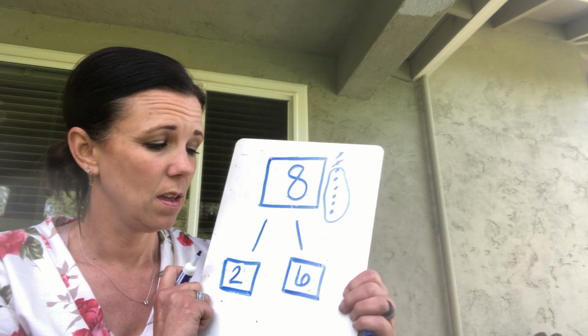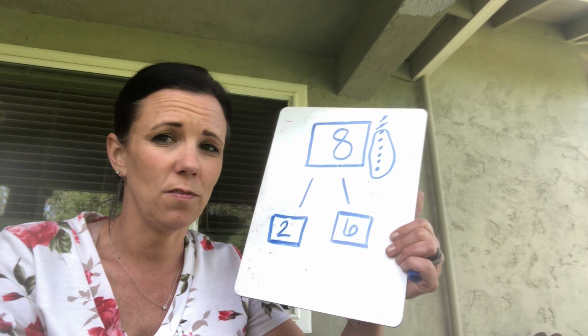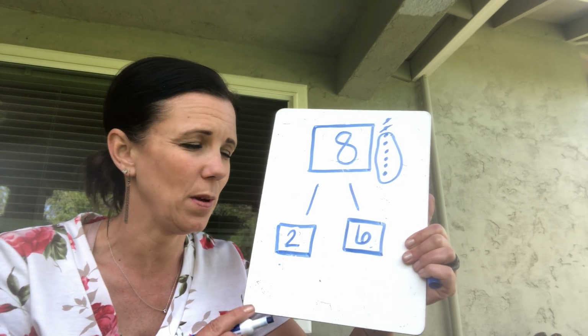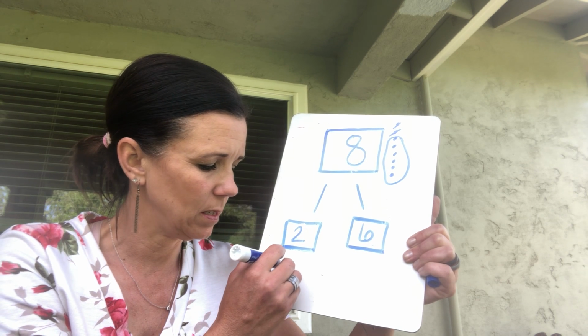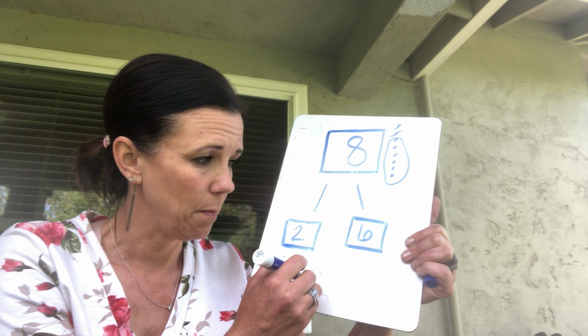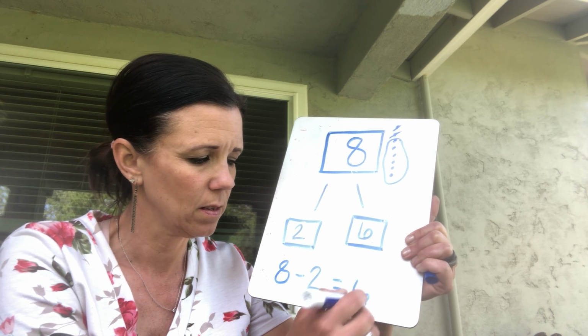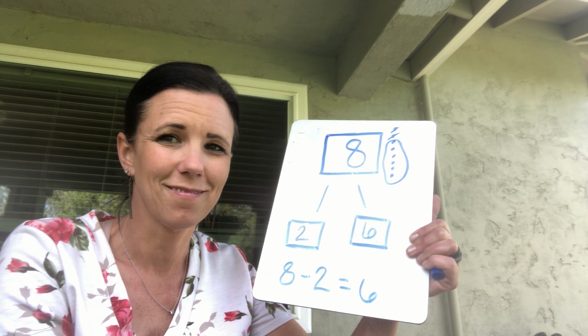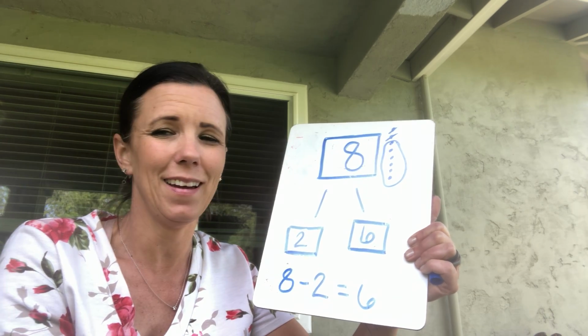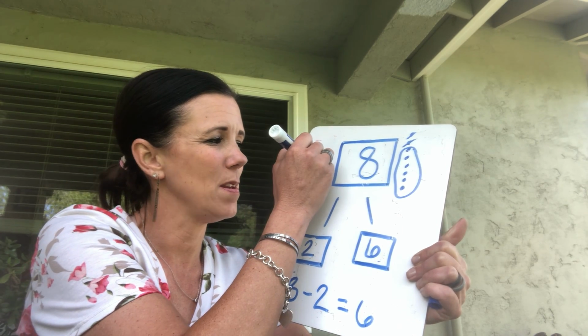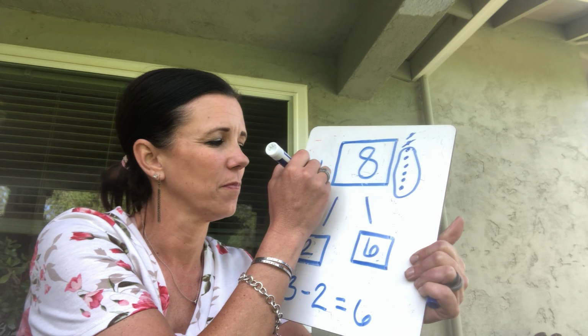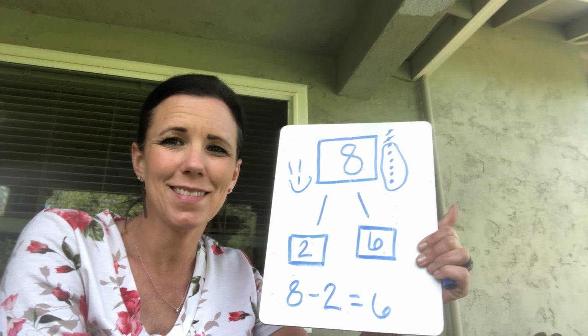If your whiteboard does not look like mine, you can fix it now. If it does look like mine, let's write the number sentence. 8 minus 2 equals 6. If your paper looks like that, you deserve another big happy face.